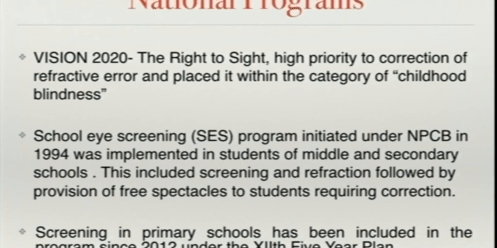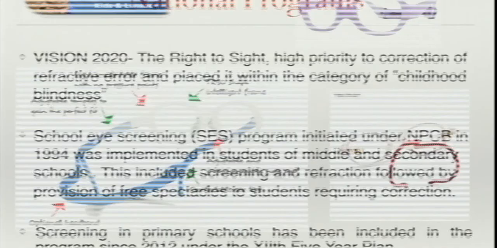So, a word about the national programs. It's Vision 2020. There is a high priority to correcting refractive errors, and it's in the category of childhood blindness. Various school screening programs are being followed. And school screening is definitely very important for finding these errors earlier on.